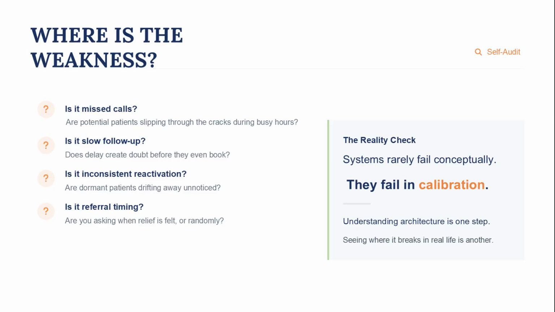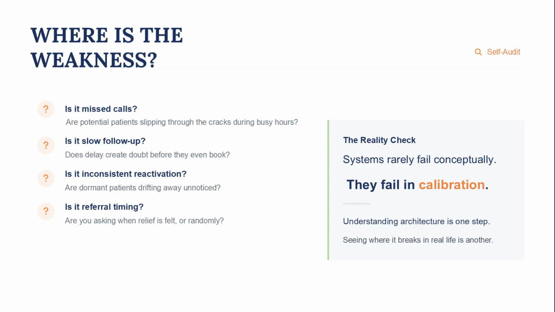At this point, the question becomes specific. Where is the weakness? Capture, referrals, nurture, reactivation, reputation. Most practices don't struggle everywhere. They struggle at specific points. Yesterday you identified the leak. Today you can identify its category. You don't need to solve all of them. Just notice the area that feels least protected. That's usually where instability begins, because the system is only as strong as its weakest stage.